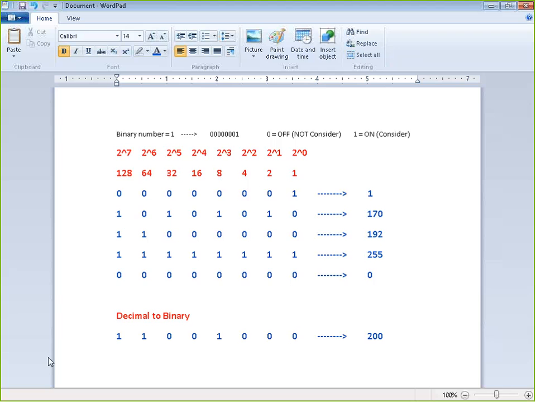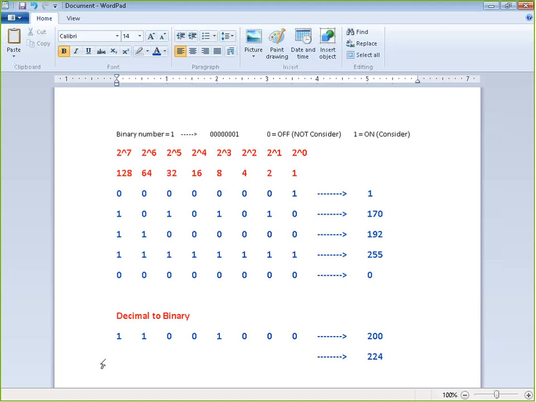Okay, so effectively this is the binary value for 200. Did you get the concept here? Okay, great. Let's take another example to understand this further. The next example that we are going to take is 224.